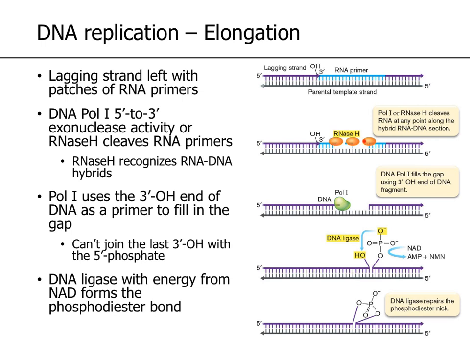So we have the RNase H comes here, and it clears off the RNA primer. And then POL1 will come in and fill in the gap. So POL1 doesn't have the ability to join the 3' hydroxyl with the 5' phosphate at the very end. And so another enzyme is actually needed to make that final linkage. And so that's the DNA ligase.